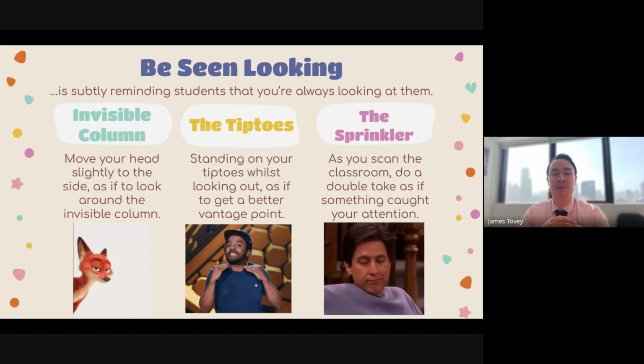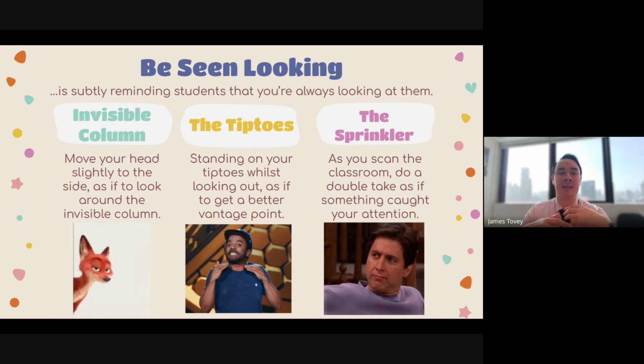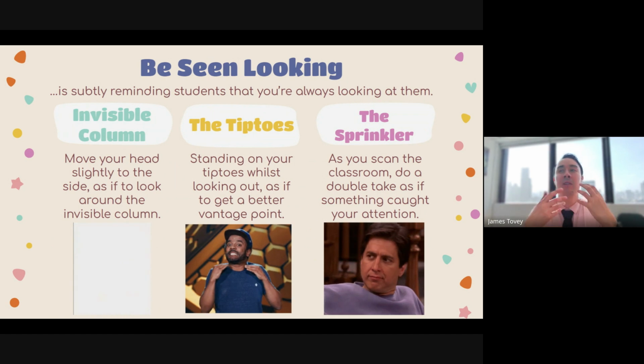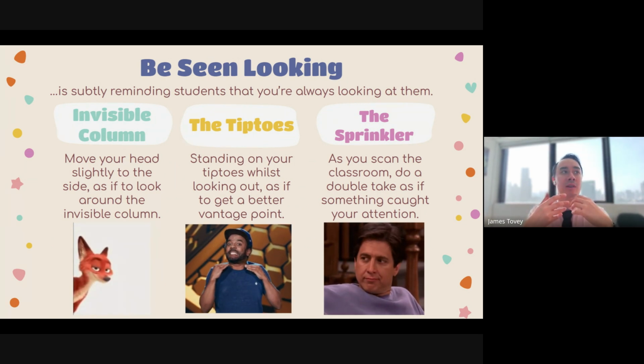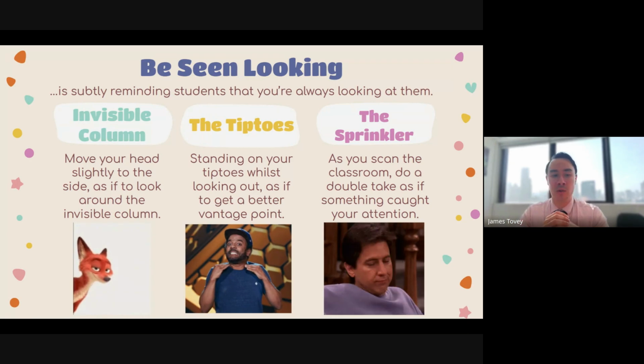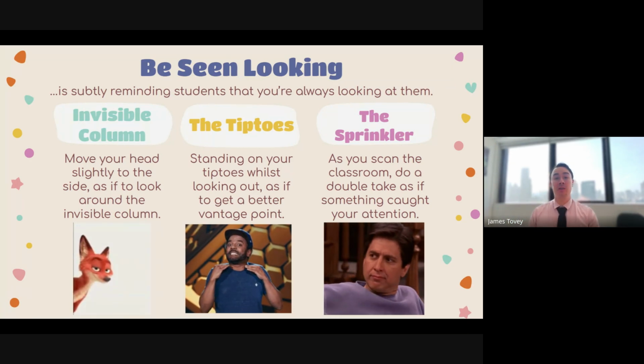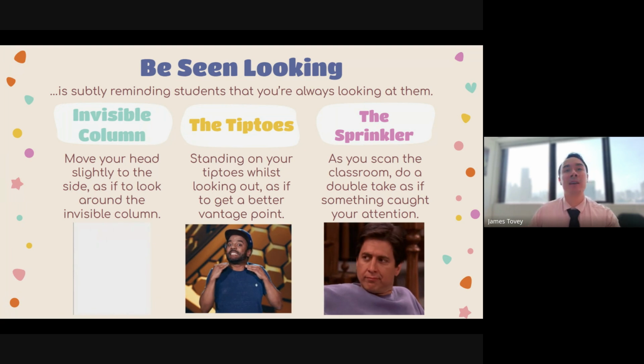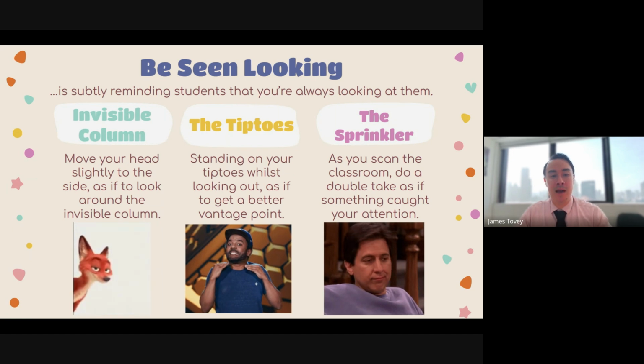But if you stand on your tiptoes or give some sort of physical indication through your posture that you're looking out over them, to get a better vantage point to see what they're doing, then it's more obvious that you're looking rather than just standing there looking. You're like, oh, what's going on over there? Reaching up and around to see what's happening there. Yeah, that helps show that you're looking.